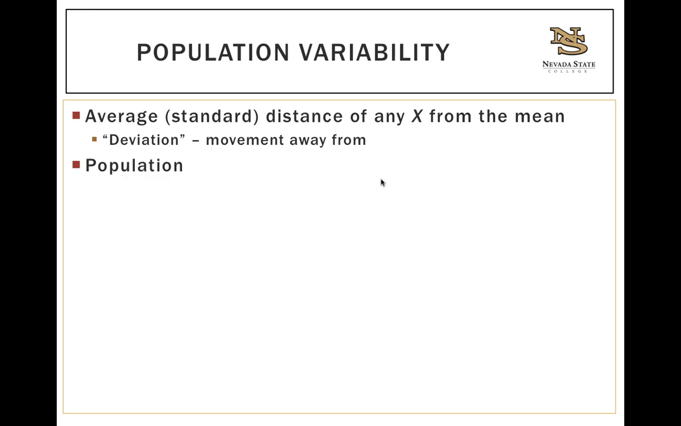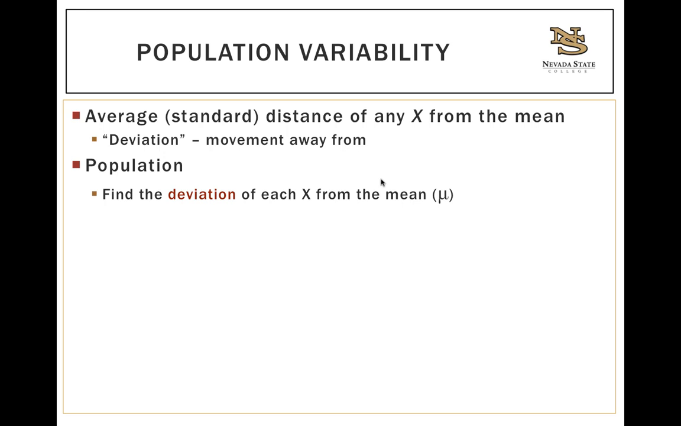So let's start by figuring it out for a population. The first thing you're going to do is find the deviation of each score represented by x from the mean. Because this is the population, we're representing it with mu.